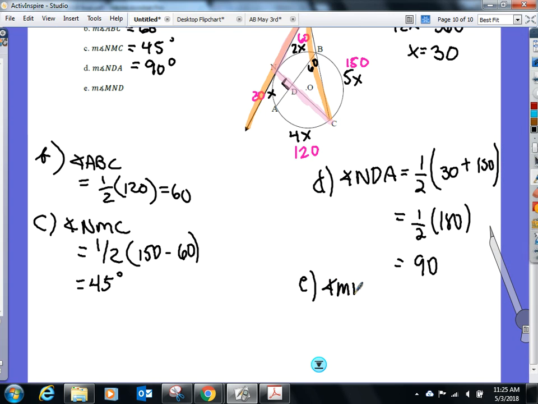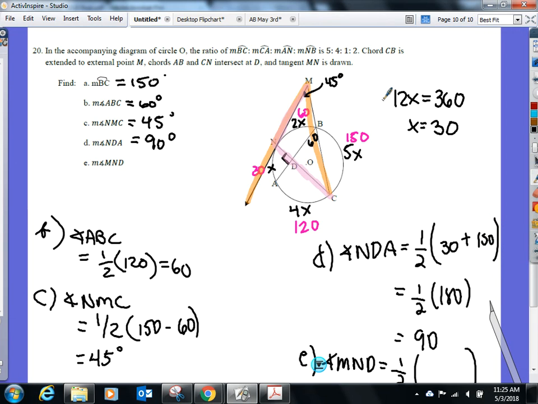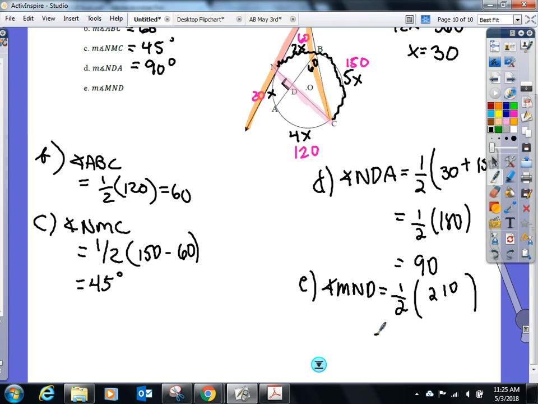So angle MND, you know it's half its arc, but the tougher part is, what is its arc? Everything from N to B to C. Everyone see that arc in between? So 60 and 150, 210. Before I move on, are we okay while I'm taking half of 210? See the arc right here, this arc in between. And that'll be 105 degrees.